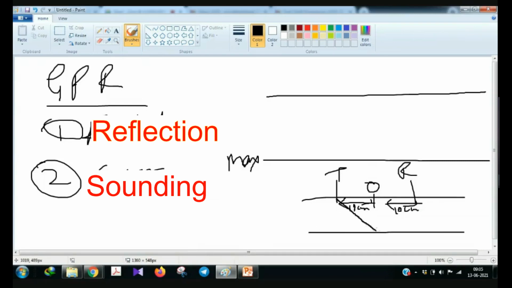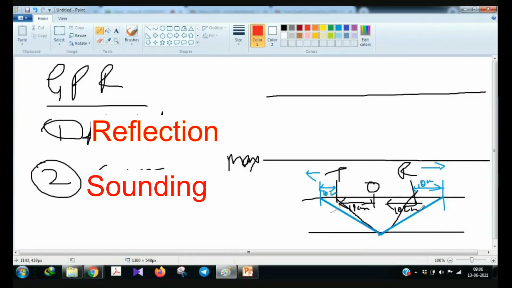So what will happen? This will go like this. After that, the transmitter will move backward by 10 centimeter. I'm not drawing it properly, but let's say this is 10 centimeter. Then again it will move 10 centimeter from the previous position, and again 10 centimeter from the previous position, like this. For the next position, that will be your ray path from this to this, then from this to this.